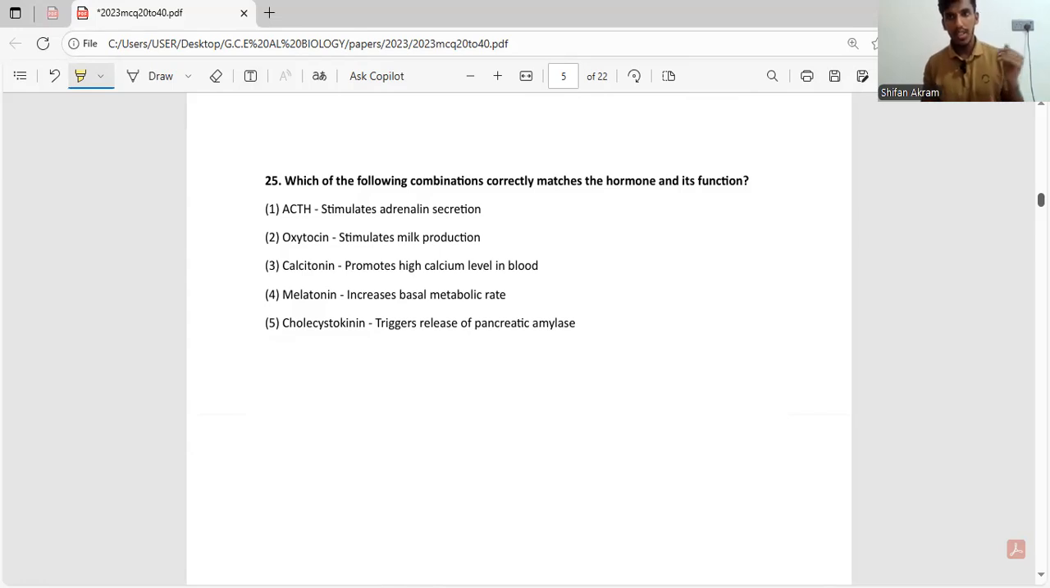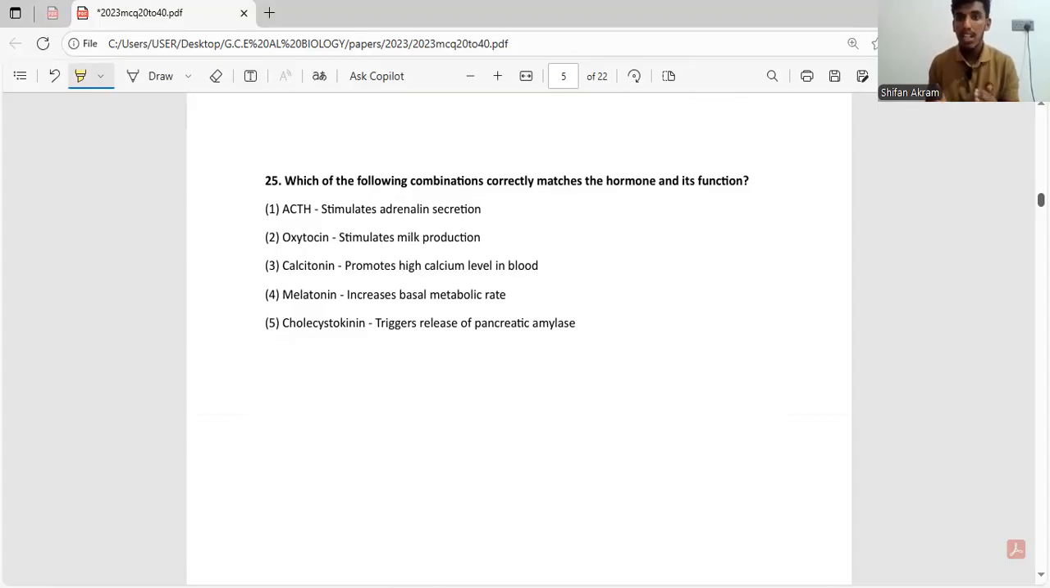Okay, now let's go through question 25. Which of the following combinations correctly matches the hormone and its function? First, we have ACTH, adrenocorticotropic hormone, stimulates adrenaline secretion. We know ACTH stimulates the adrenal cortex. What does the adrenal cortex do? It releases glucocorticoids and mineralocorticoids. And adrenaline is neither a glucocorticoid nor a mineralocorticoid. Adrenaline is released by the adrenal medulla, not by the adrenal cortex. That statement is wrong.